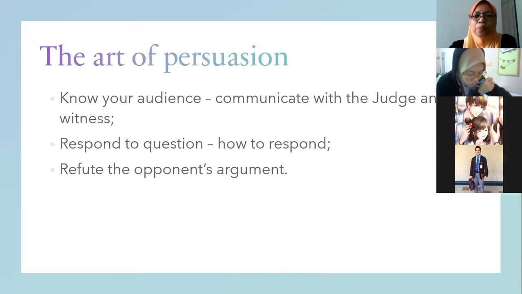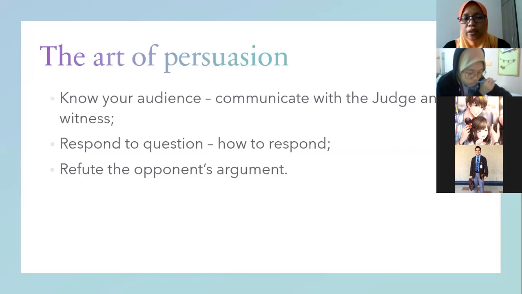And then respond to question. Question can come from everyone, especially the judge. Kadang-kadang hakim ni dia tak tanya. Of course, kalau fakta dia akan tanya pada saksi. Tapi kalau certain things, isu undang-undang, kadang-kadang ada hakim, they have the tendency to ask you. Contohnya, dia tanya, what is the general rule or the general principle on tendering of exhibits? Dia tanya the defense counsel. So you must know how to respond. So bila you want to know how to respond, you kena belajar jugalah. You have to learn about the law as well.